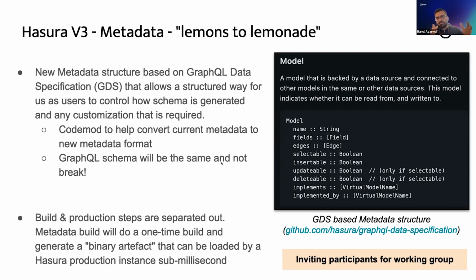And secondly, the big major change coming with Hasura V3 is that the build and production steps are separated out. Metadata build will do a one-time build and generate a binary artifact that can be loaded by a Hasura production instance in some milliseconds. And that opens a whole lot of opportunities for us to provide good developer experience when the build and production runtime are separated. No more do you need to wait for the chicken-and-egg problem, which I just alluded to in the previous slide.